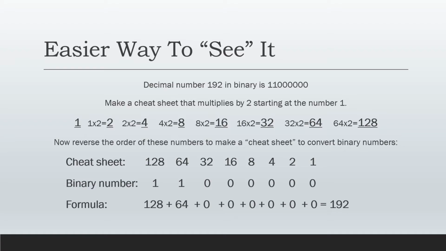What we have here is the 128, the binary number 1 below it, so we use 128 in the formula. On the cheat sheet, the number 64, below that we have the binary number 1, so that's turned on. So in the formula, we use it. The rest of the numbers, if you notice, there's a 0. We don't use them. 128 plus 64 is 192. So that's how we came up with our 192.